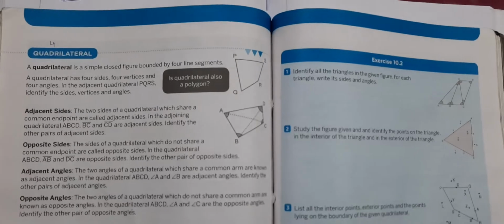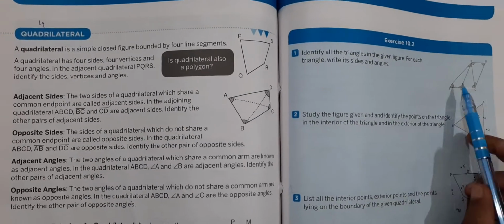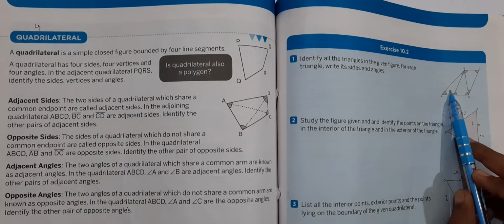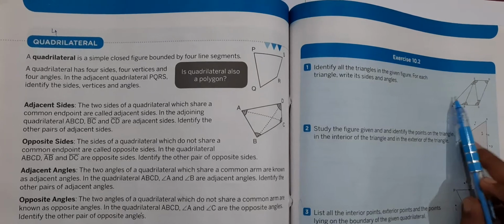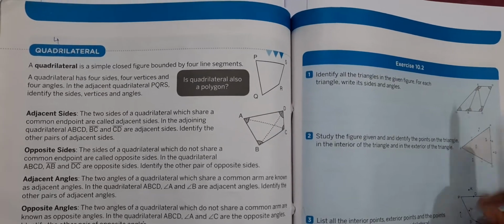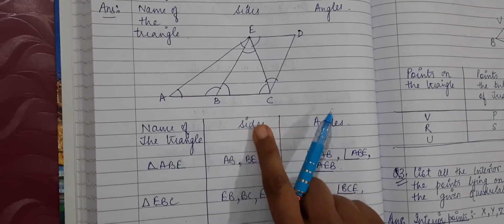Now the first question is, in the first question, the figure has been given to you. This is the figure which has been given to you, and you have to identify all the triangles of this figure. And in each triangle, you have to name the angle along with the side. Okay. So now let us see the solution of this. Identify all the triangles in the figure that has been given.